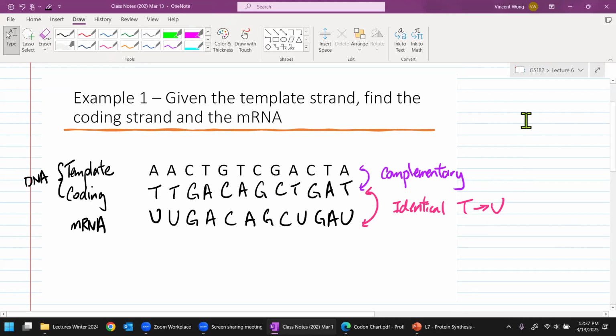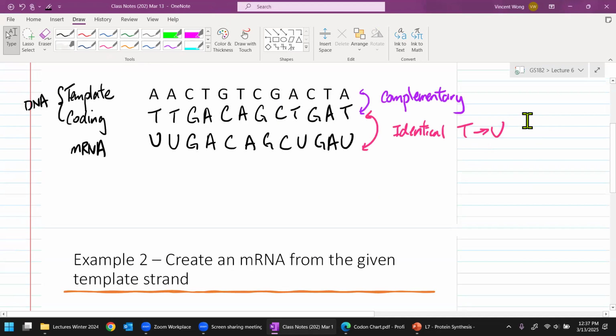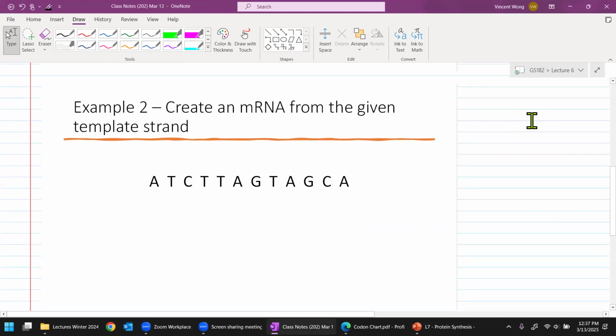Let's try one more example. Okay, so I have another template strand, and I'm asking you to find the mRNA. For those of you who feel comfortable doing this, you can go directly from template to mRNA. If you are still a little bit unsure, then you can write the coding first. Okay, I'll give you a moment, help each other out.